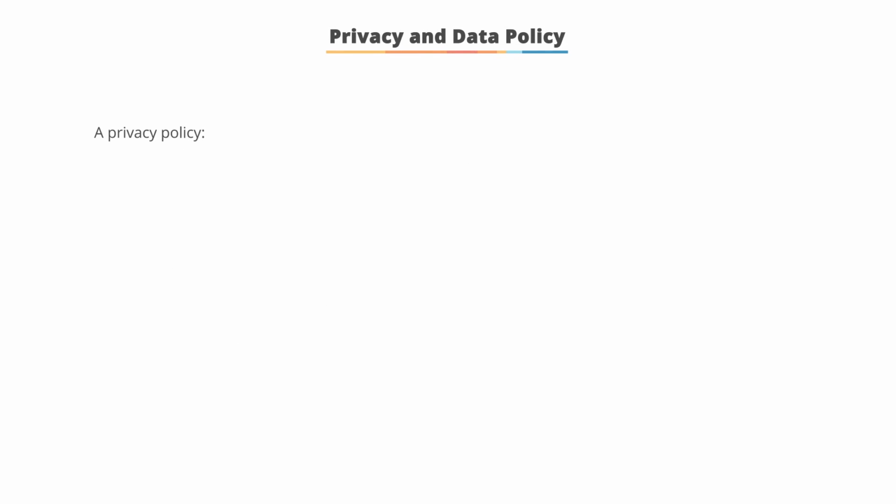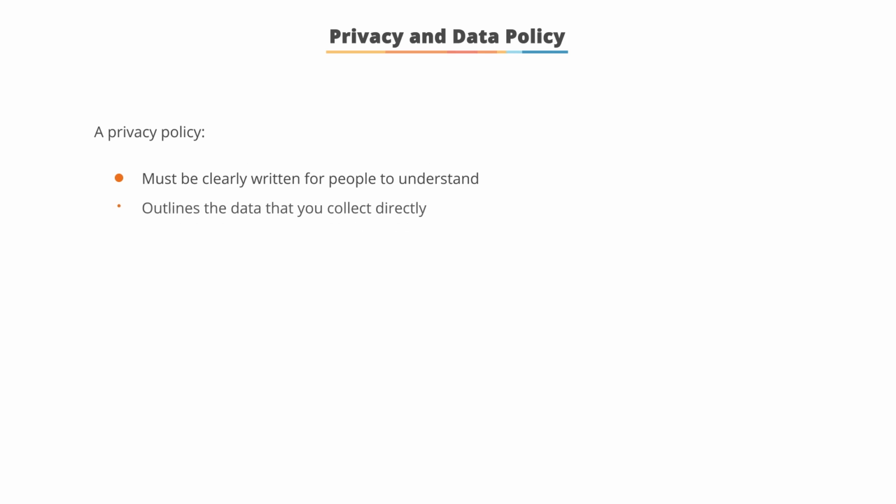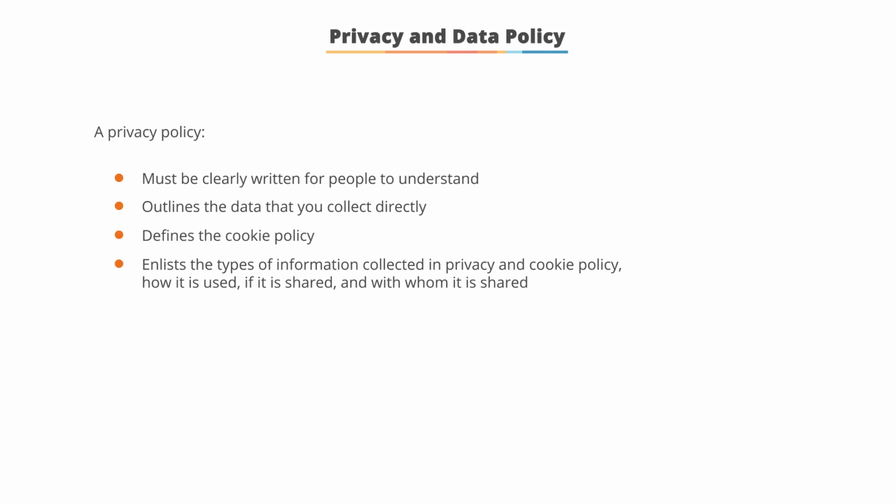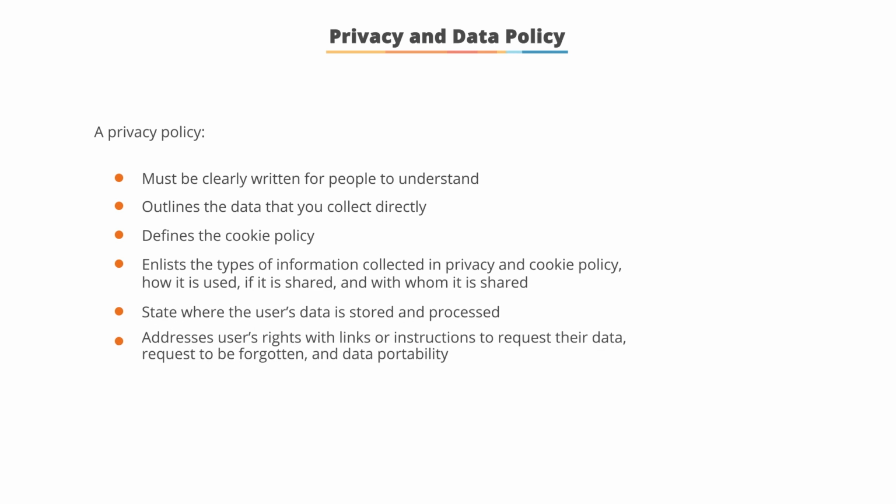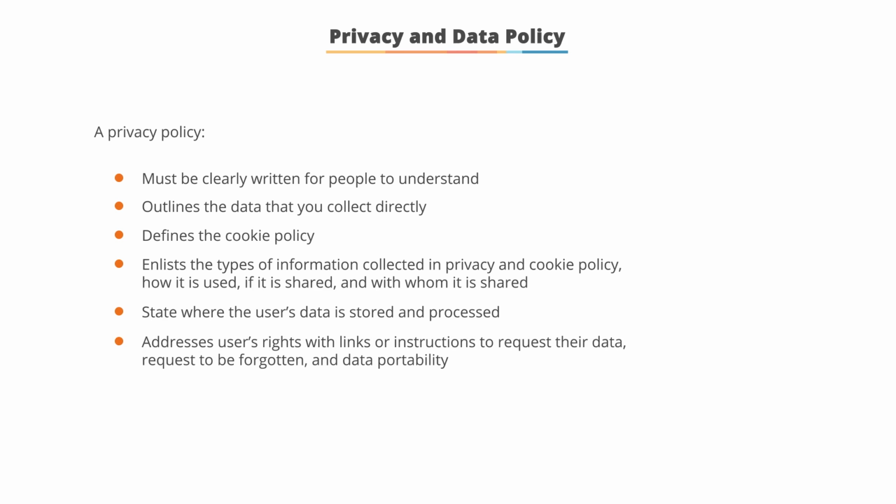Finally, this regulation is a great opportunity for companies to review and update their privacy policies. First, a privacy policy should be clearly written for people to understand. It should outline the data that you collect directly, such as email addresses, users' names, and if you collect page visit data. In addition, a cookie policy should be outlined, if not already addressed, in a separate document. The privacy policy and the cookie policy must outline the types of information collected, how it is used, if it is shared, and with whom it is shared. It must also state where the user's data is stored and processed. User rights must also be addressed, with links or instructions to request their data, request to be forgotten, and data portability.